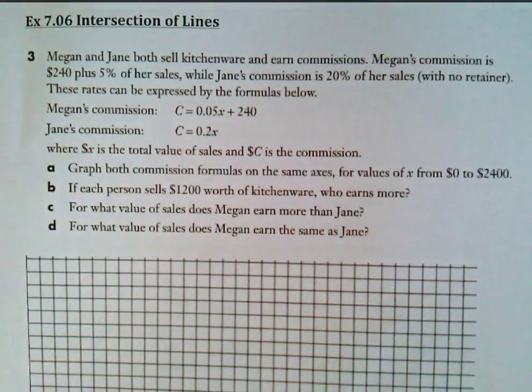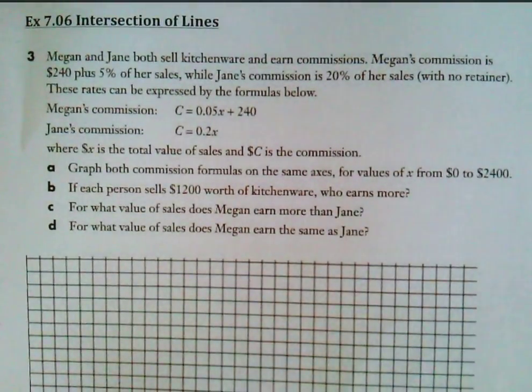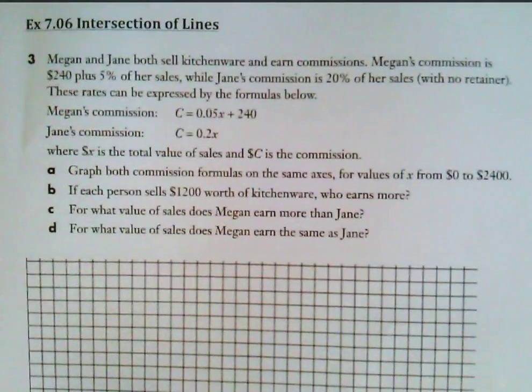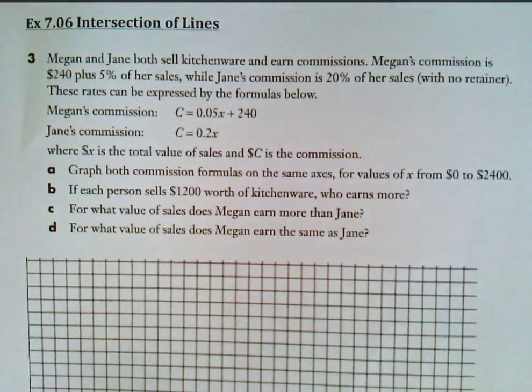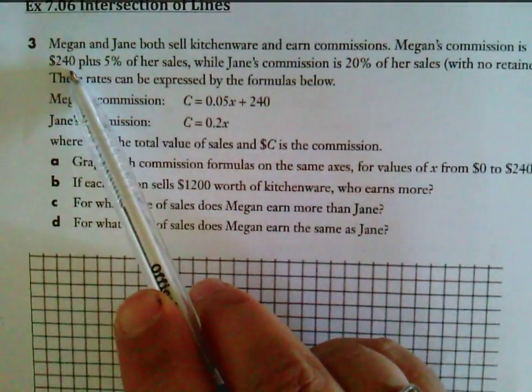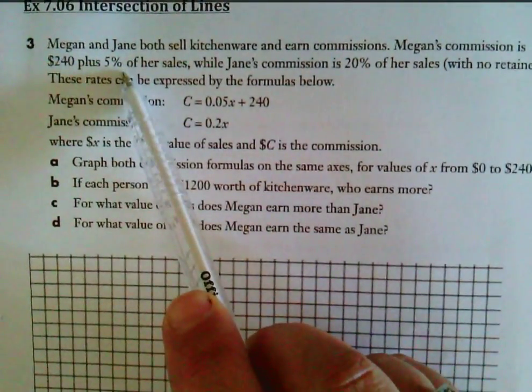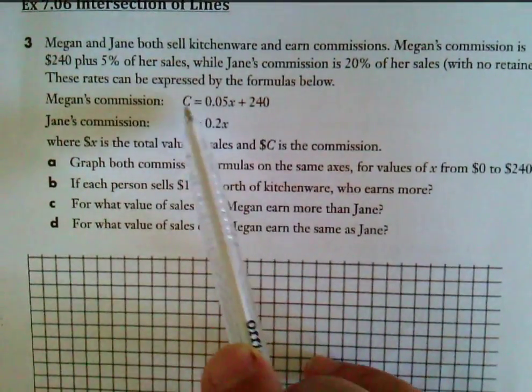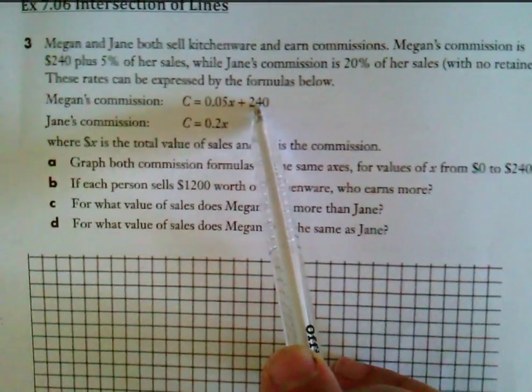So this is exercise 706, intersection of lines. It says Megan and Jane both sell kitchenware and earn commissions. Megan's commission is $240 plus 5% of her sales. They've got a formula for it here.